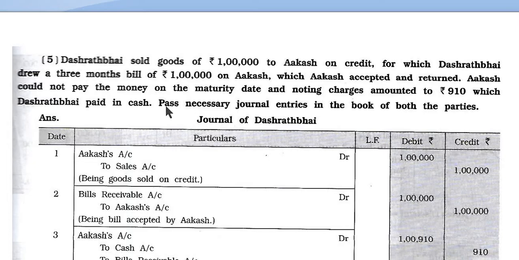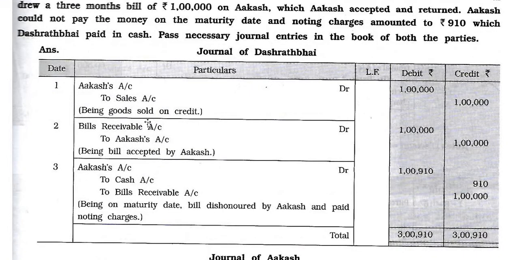Answer part. First of all, we write the journal of Dasrath Bhai. First entry, Akash account debit 1 lakh to sales account 1 lakh, being goods sold on credit. Dasrath Bhai sold the goods to Akash, so Akash is the receiver and so Akash account is debited. And Dasrath Bhai sold the goods, so goods go out from the business unit. So it is credit. Real account goes out, then credit. Being goods sold on credit.